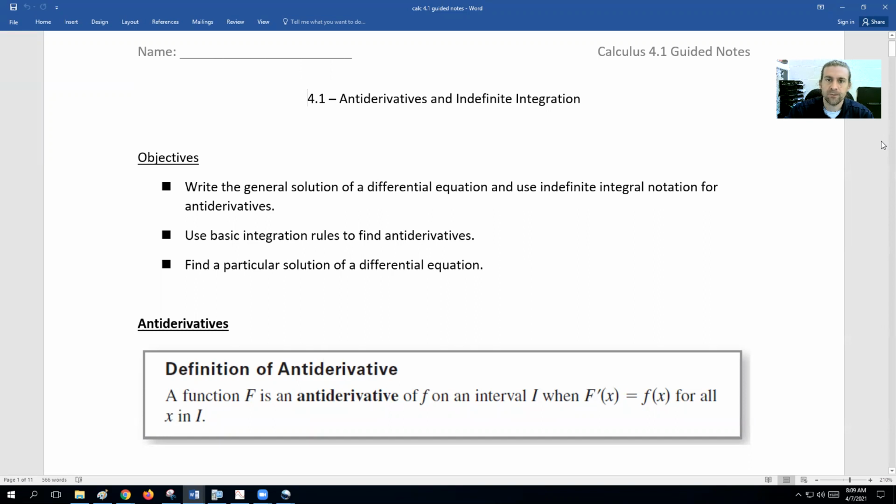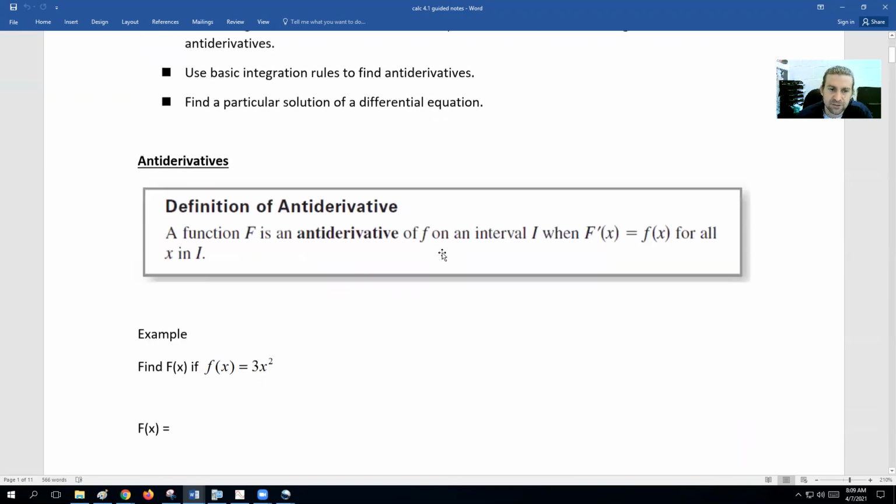So we've got 4.1, and what we're going to be looking at are things known as antiderivatives, also known as indefinite integration. We're going to write the general solution for differential equations and use indefinite integral notation for antiderivatives. Another goal is to use basic integration rules to find antiderivatives. And towards the end, we're going to try to find a particular solution for a differential equation.